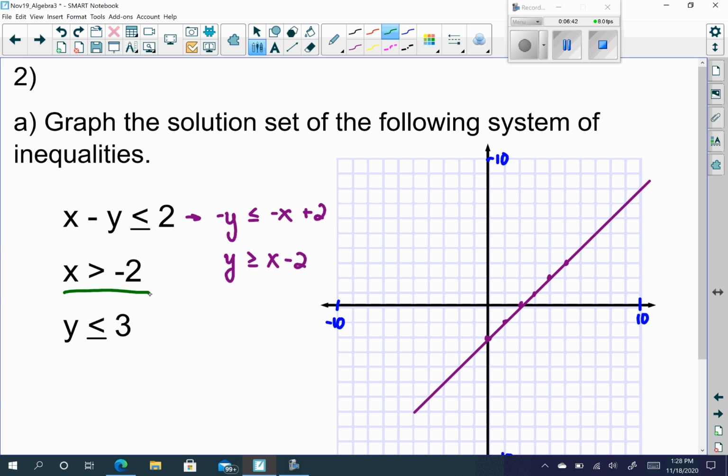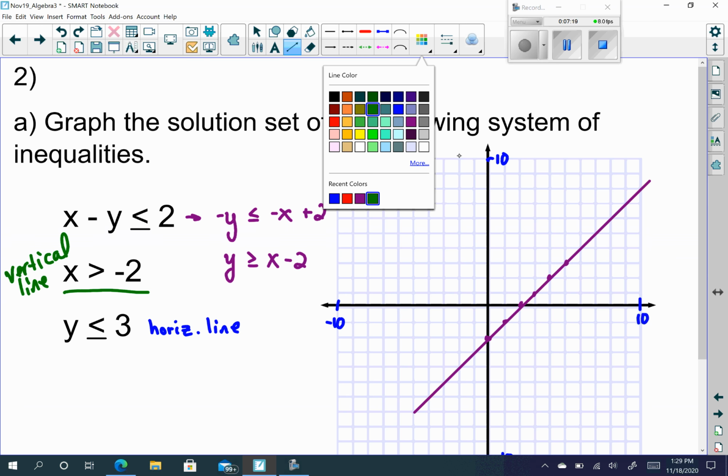Now for x is greater than negative 2, this is going to be what type of a line before I sort of give it away? It's going to be a vertical line. It's also going to be a dashed line. And then the third line here, this is y is less than or equal to 3. What kind of a line is that going to be? Hopefully we're thinking horizontal line. It's also going to be a solid line. All right, so going to x is greater than negative 2, I'm going to have a dashed line going through negative 2 on the x-axis.